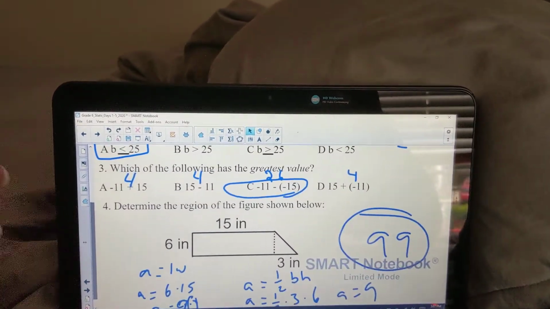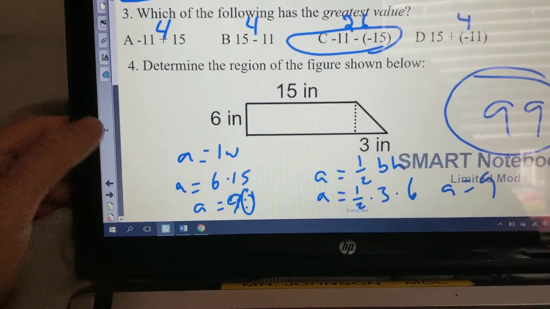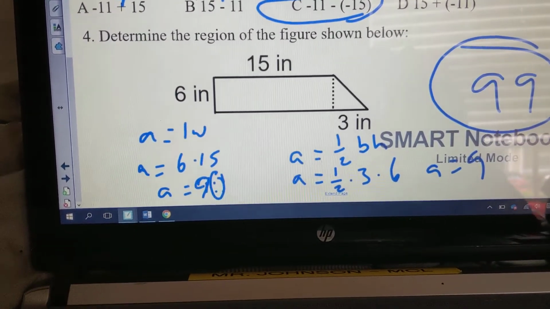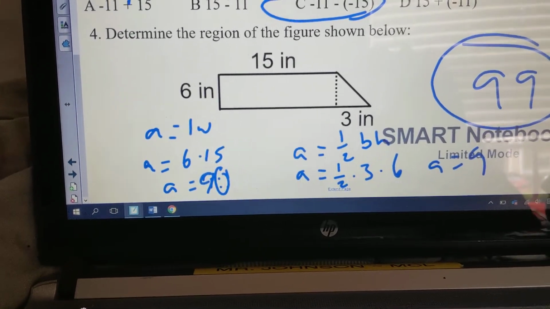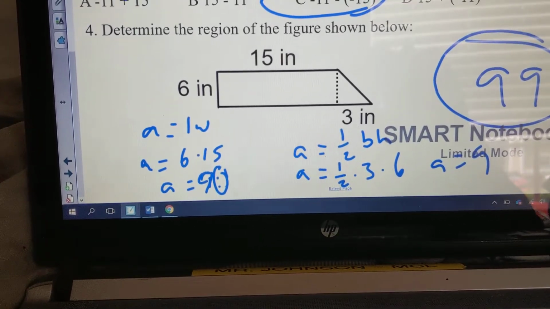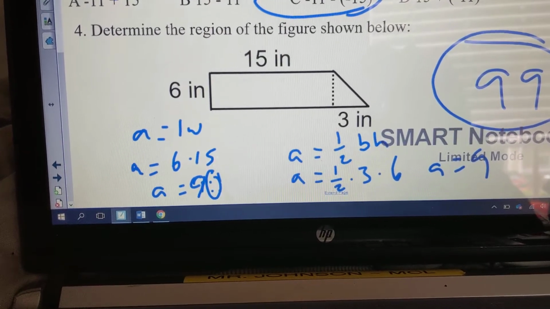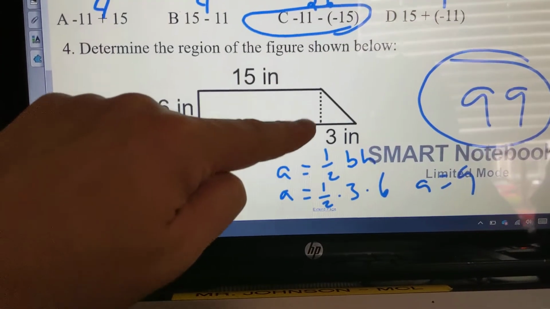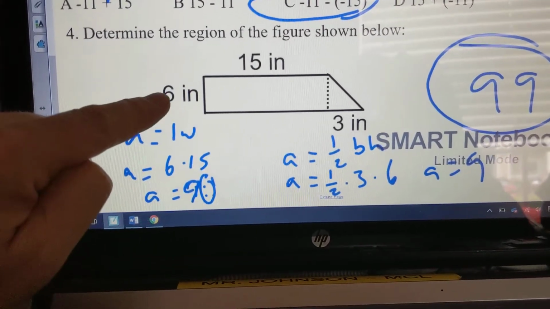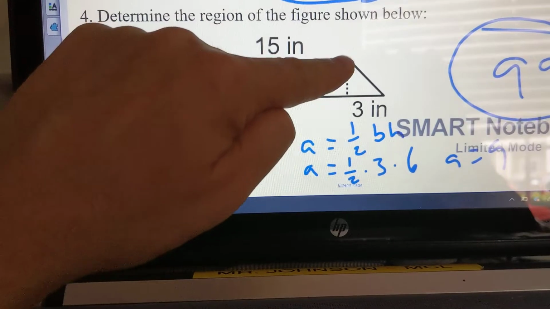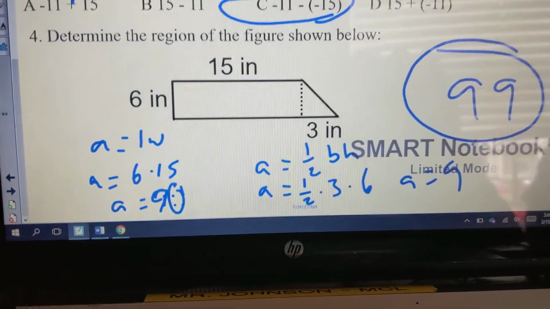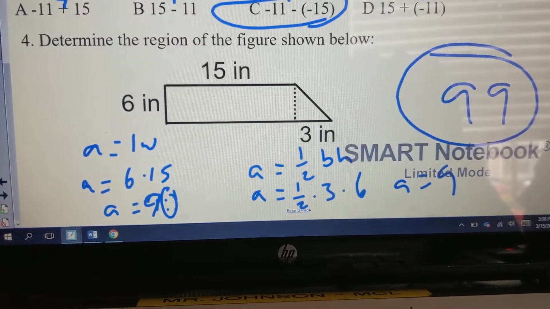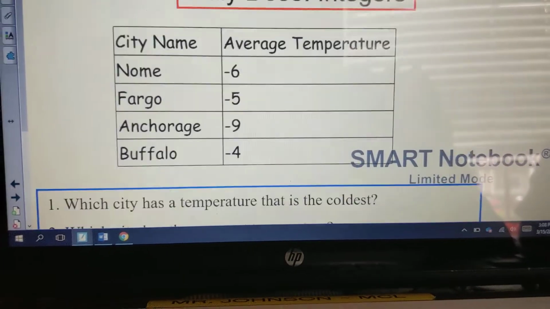Number 4, when we look at this trapezoid, there is no formula that we know that can find the area of this, so we have to split it up. The rectangle's area is length times width, 15 times 6, which gives us an area of 60. The triangle is 1/2 times base times height, which means 1/2 times 3 times 6. Now, while the height isn't given to us, we know this is a rectangle. So if this side of the rectangle measures 6, that means this must also be 6. And 1/2 times 3 times 6 is 9. 90 plus 99 gives a total area of 99 square inches.